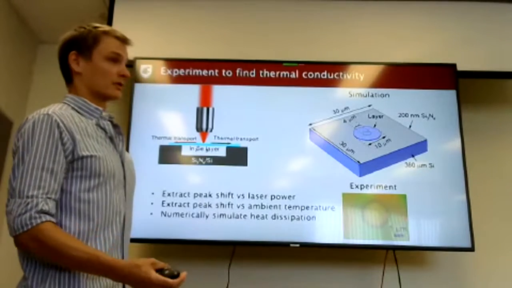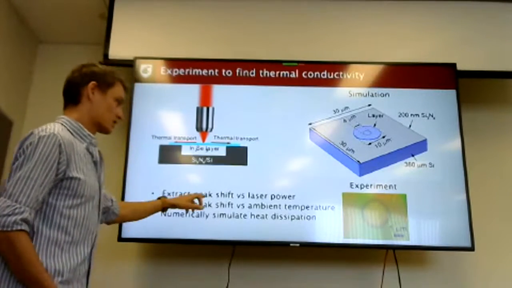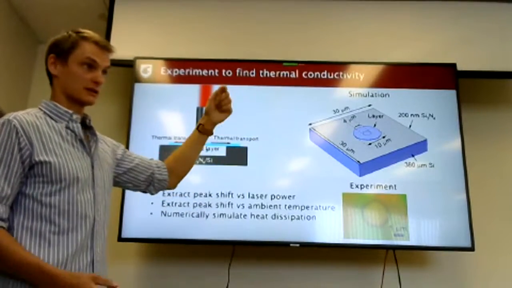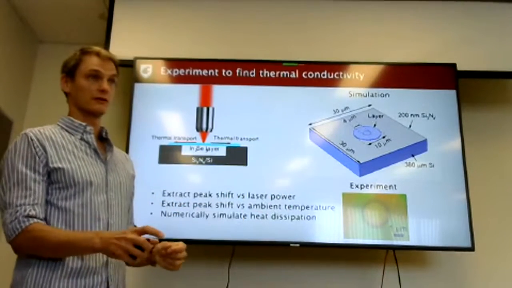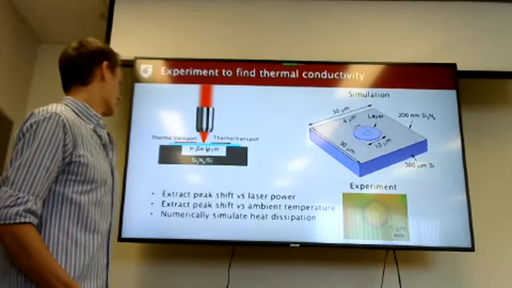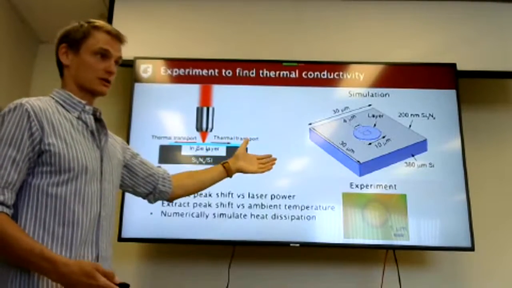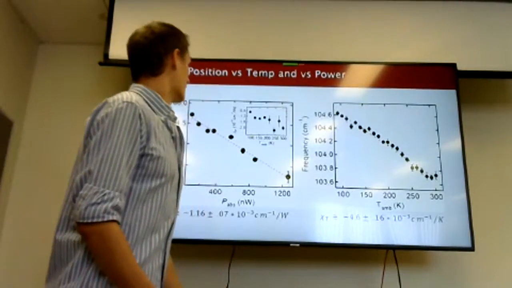So the important parameters that the computer is going to need are the peak shift versus laser power that goes in. That's going to tell it how much heat. And then we need the peak shift versus ambient temperature to figure out how much the temperature increased. And then we can do numerical simulations for the heat dissipation. So that's what we see here.